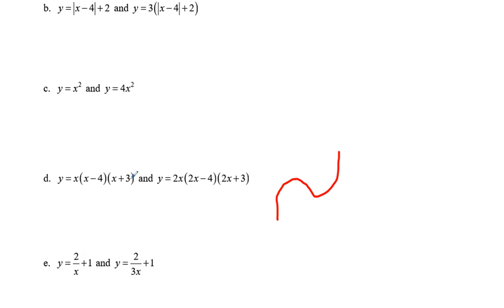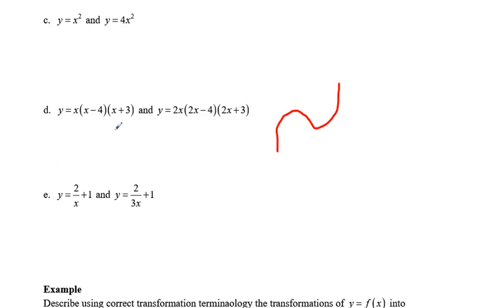I think this is actually a horizontal stretch. This is a b issue, because not everything got multiplied by 2. I think that's a nice looking b value there. So I think this is a horizontal stretch. All right, what happened here? My x got multiplied by 3. Just the x, not the whole function. So I think I'm looking at a horizontal stretch here by a factor of 1/3.